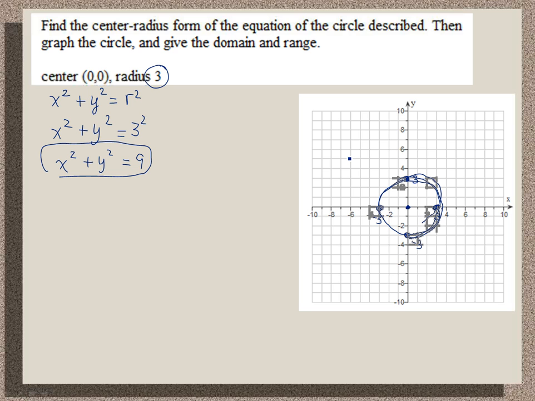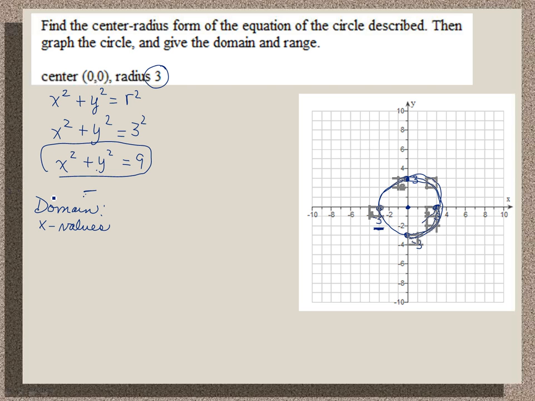Oh, and then give the domain and the range. So domain, here we go. Domain is talking about the x values for every point on this circle. And for a domain, you want to read the graph from the left to the right. And you want to start with the leftmost point, which is right here where x is equal to -3.